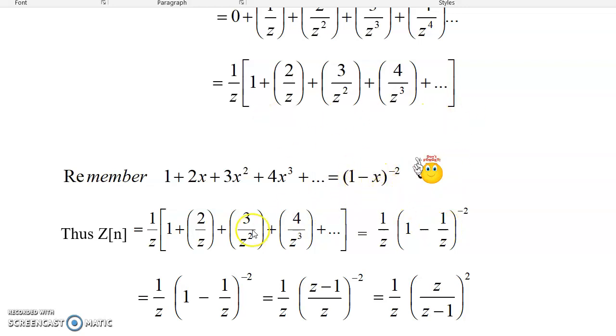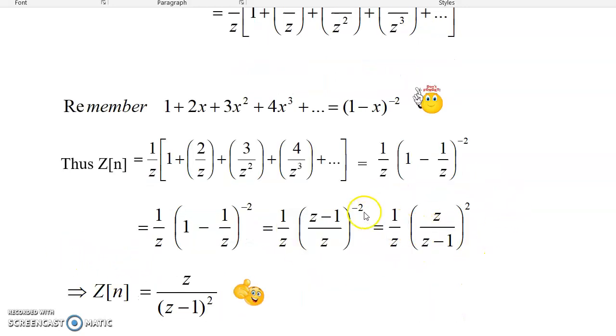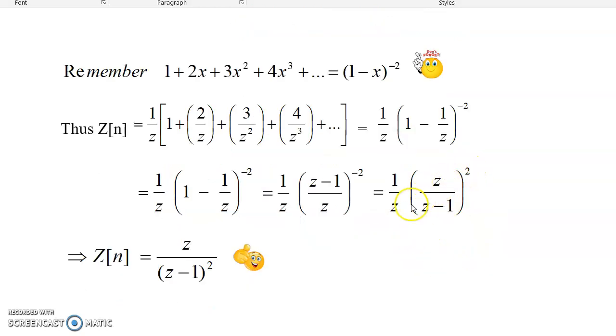So in the place of x, here you have 1 by z. So it's going to be 1 minus 1 by z the whole power minus 2. So this is going to be the answer of Z transform of n. Just we need to simplify to write it in a neat format, that is 1 by z into, taking LCM, you have z minus 1 by z the whole power minus 2, and you can reciprocate this as z by z minus 1 the whole squared. And here you can see this is z squared and this 1 by z will be cancelled. So here you will have z divided by z minus 1 the whole square. So this is the answer of Z of n.